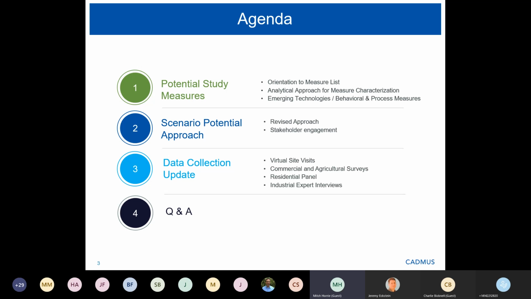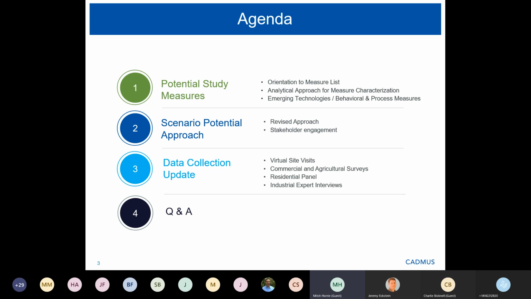Today's agenda has a couple of items. The first one that we'll jump into, after some discussion of the study schedule, will be the potential study measures. Hopefully you all received an email from me a few weeks ago identifying a draft list of measures for review, and thanks to everyone who's provided feedback so far.